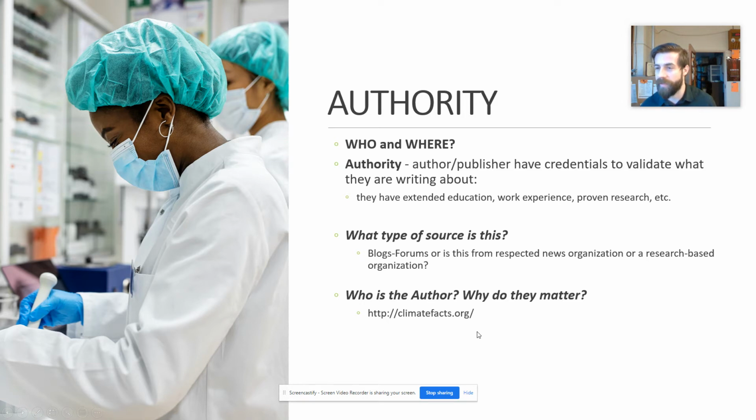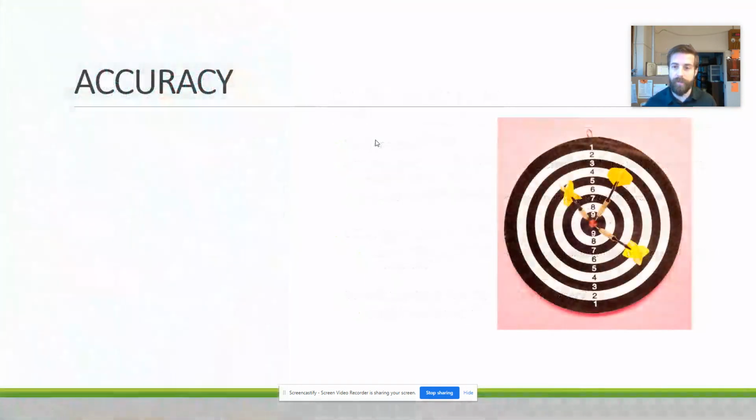Now he's just posting whatever he wants about the idea of climate change, whether he's a climate scientist or not, right? So look at who is publishing this information.